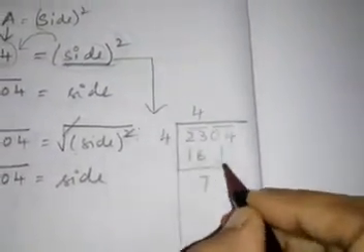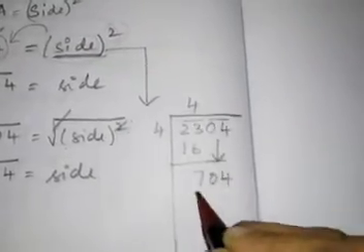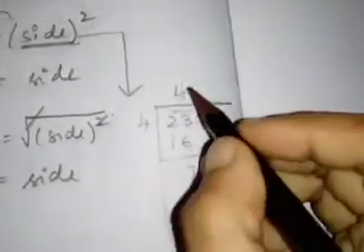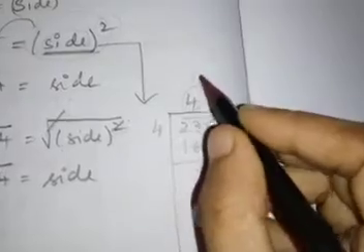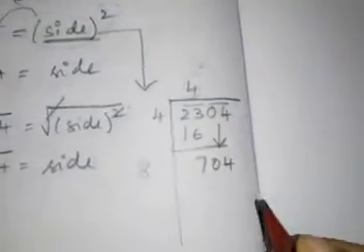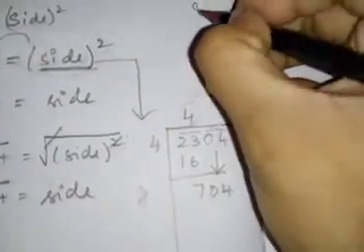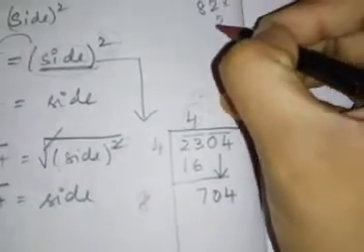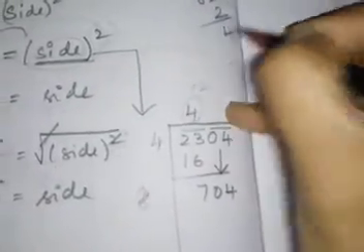Yes, 7. I am bringing both the numbers down: 704. Next, I am going to multiply this by 2. 4 2s are 8. Okay. So 82 into 2, what is the answer? 2 2s are 4, 8 2s are 16.